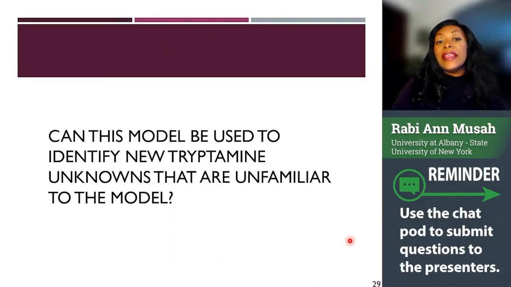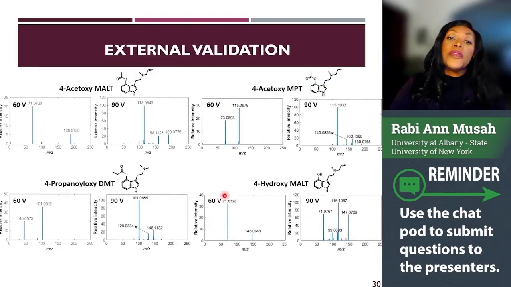So the question we had then was whether this model could be used to identify new tryptamine unknowns that were unfamiliar to the model. And so for that, we did some external validation, looking at 4 different structures, which are depicted here, and their nicknames are also shown. For example, 4-acetoxy MALT, where you have an acetoxy group here on the benzene ring, and 4-hydroxy MALT, where you have a hydroxy group here on the benzene ring.